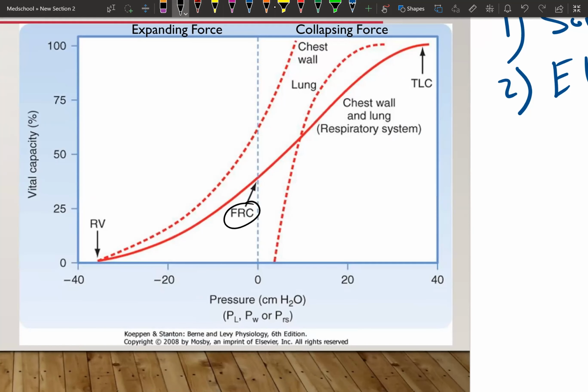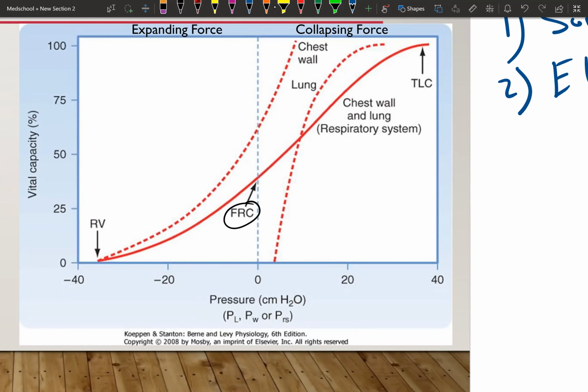And that's where the expanding force is equal and opposite to the collapsing force. Okay. And vital capacity, we know what vital capacity is, right? Vital capacity is the total amount of exchangeable air. What we're seeing with this FRC point is that when we breathe normally, we're just going up from FRC by about 500 mLs and then coming back down, and we're increasing and coming back down, right?